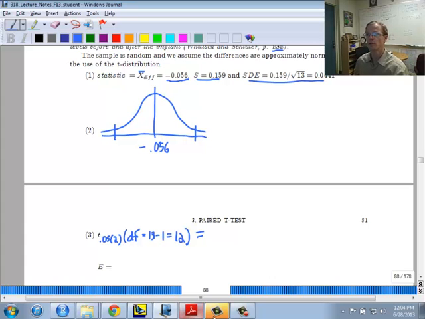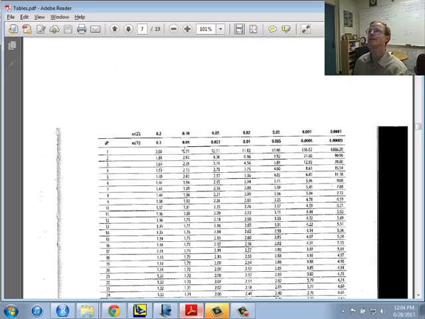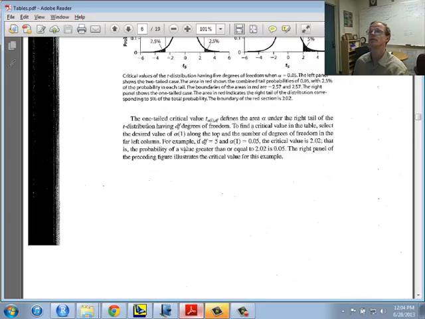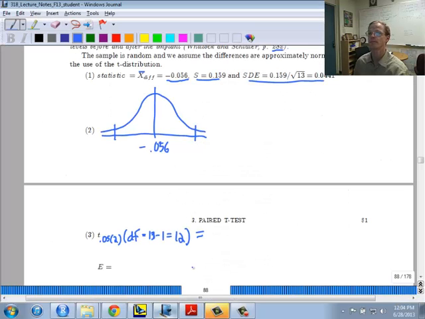So we pop over to our table and pull out the appropriate t-stat. This is our t-table. Okay, t-distribution. Just wanted to make sure I wasn't on the chi-squared. So there's my 12 degrees of freedom. 2.18 is my number. 2.18. E, therefore, is going to be 2.18 times 0.0441 from up here.